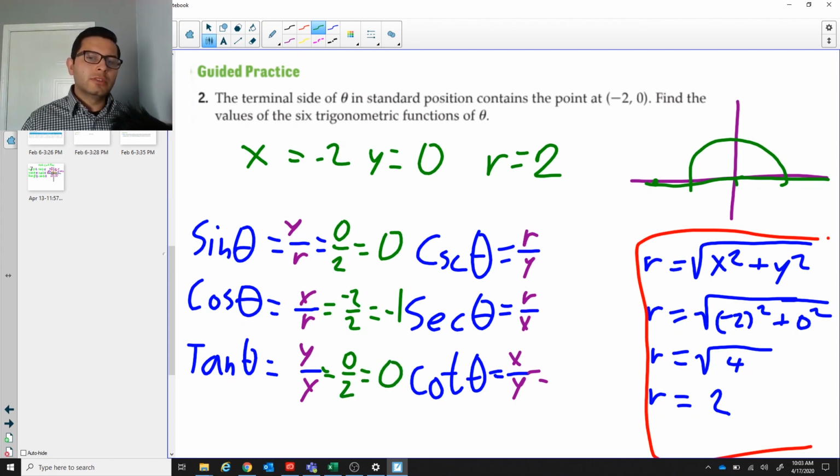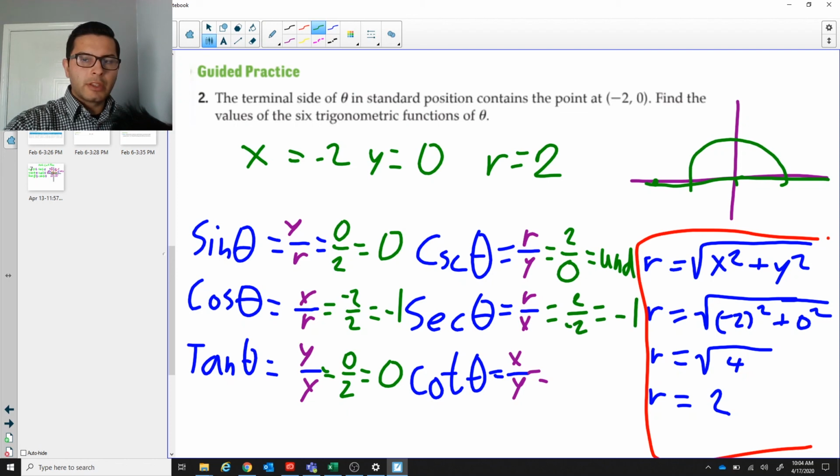Now all we're going to do is use our reciprocals for the cosecant, secant, and cotangent functions. This will be 2 over 0, which we cannot divide by 0, so we will call this undefined. This will be 2 over -2, which will still just equal -1. And then, as you may have guessed, -2 over 0, that's just going to be undefined. So we have our 6 trig functions, and again, it was so much easier than our previous example.